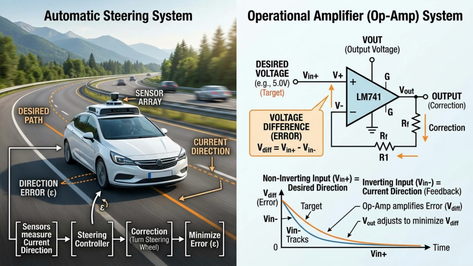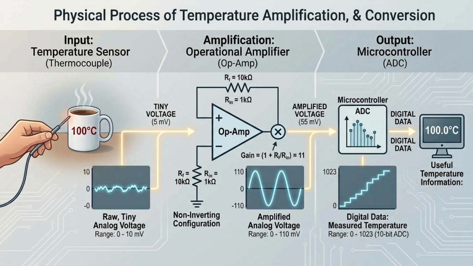Intuitively, imagine an automatic steering system that constantly compares the car's current direction with the desired direction. Whenever an error appears, it immediately makes corrections to minimize the difference. An op-amp works in a similar way by amplifying the voltage difference between its two inputs. Physically, consider a sensor measuring temperature. The sensor produces only a tiny voltage that is difficult for a microcontroller to read directly. An op-amp amplifies this small voltage into a larger, more useful signal while preserving the original information.